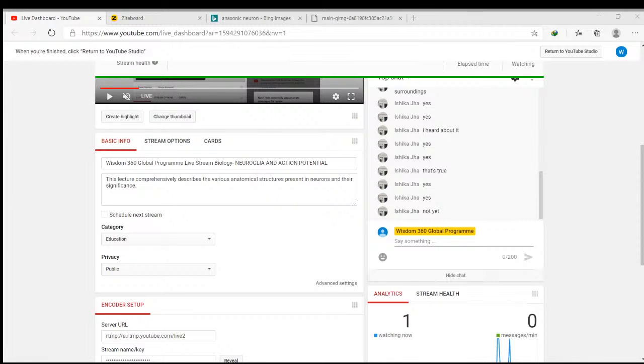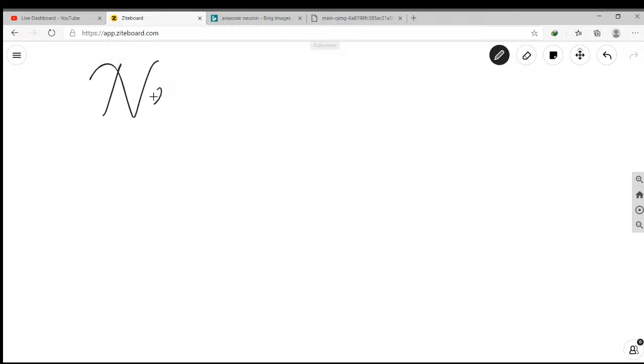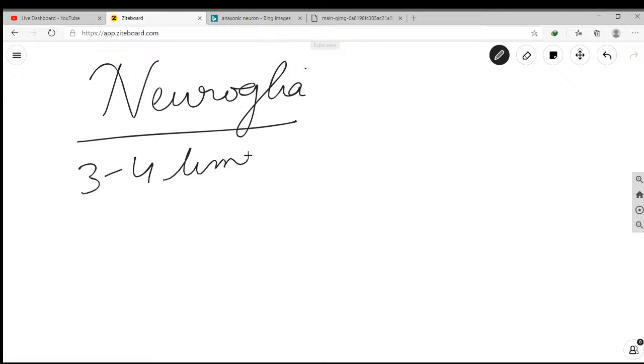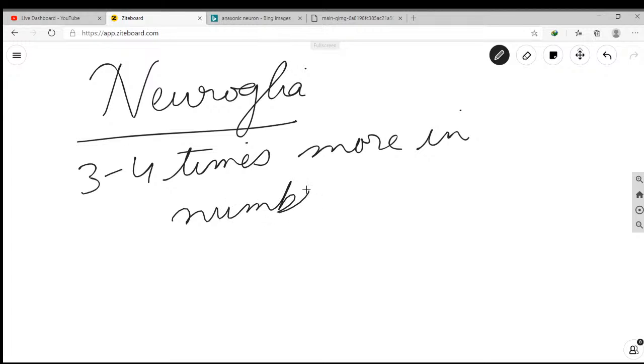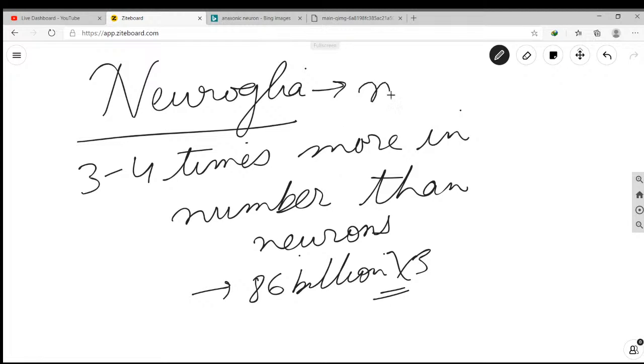So next up we will start neuroglia. Now people talk about neurons a lot, but neuroglia are that much important too. Neuroglia. So they are 3 to 4 times more in number than the neurons. Means I told you there are 86 billion neurons, so you can just multiply 86 billion by 3 or 4. So that is the number of times they are present. But neuroglia cannot conduct nerve impulse. They are non-excitable cells.